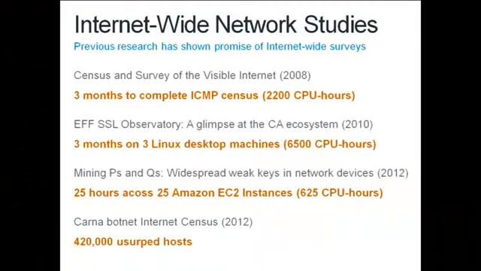Since then, we've had studies like the SSL Observatory, like one I was involved in 2 years ago that I'll tell you a little bit about, where we were able to compromise a substantial fraction of the private keys used for internet cryptography using internet-wide scanning techniques. And then the Karna botnet just last year. All exciting work, but what unifies these is they take so much effort to do. So we're talking about thousands of CPU hours, months of waiting.